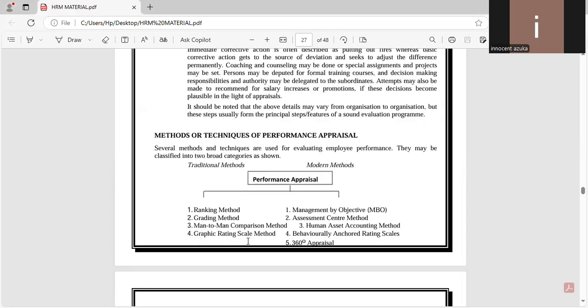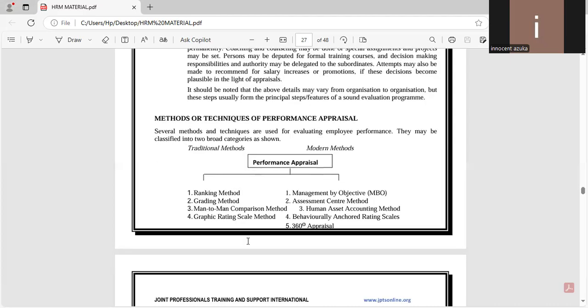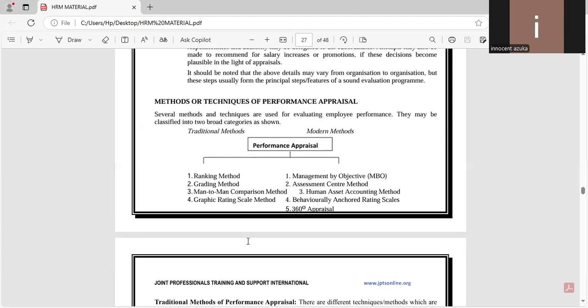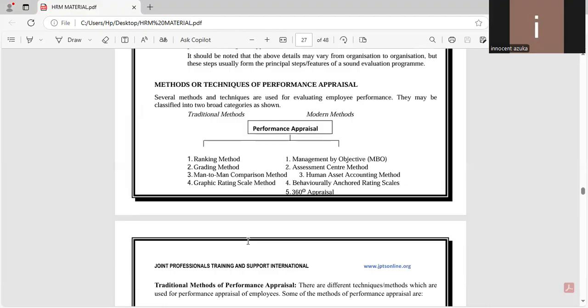What are the methods or techniques of performance appraisal? Several methods and techniques are used in evaluating employees' performance. They may be classified into two broad categories. Number one is traditional methods and number two is modern methods.